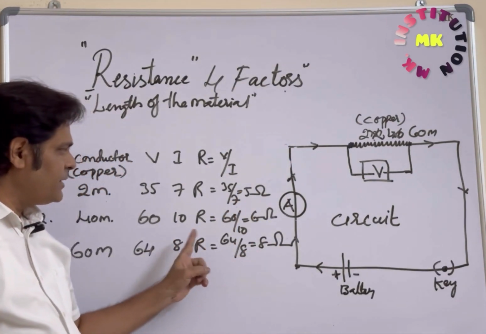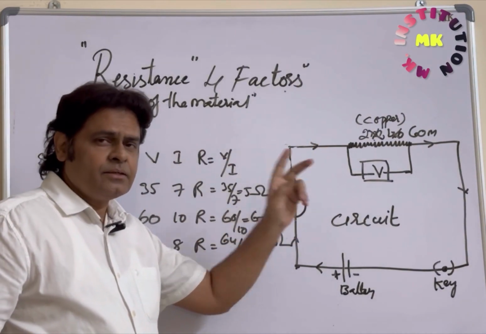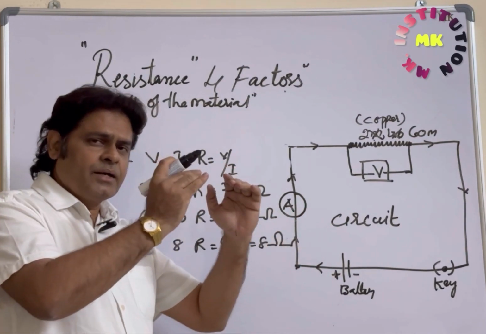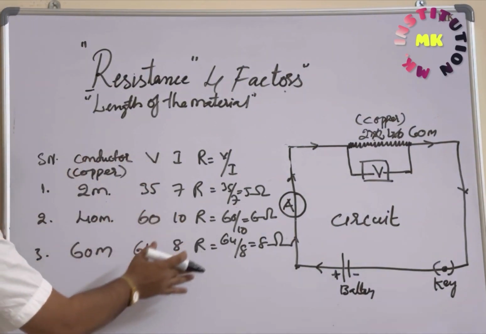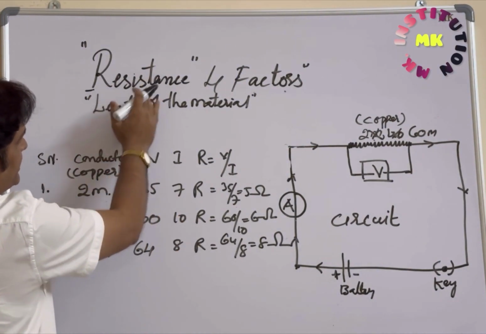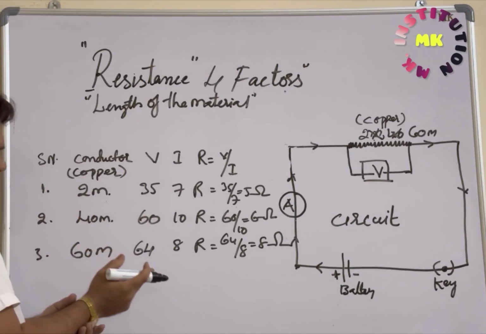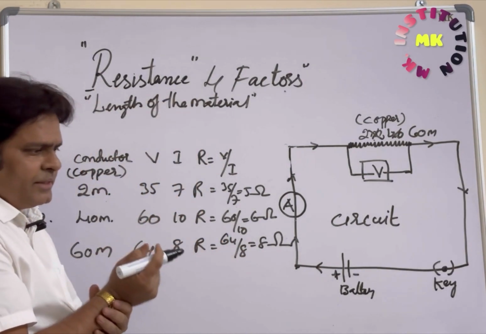Clear? Understood about the length here? If the length of the wire increases, the resistance also increases. If the resistance increases, the current will decrease. Clear? So we can say after this experiment that the resistance depends upon the length of the material. The material we are taking is the same, copper only, but only the length is different here.